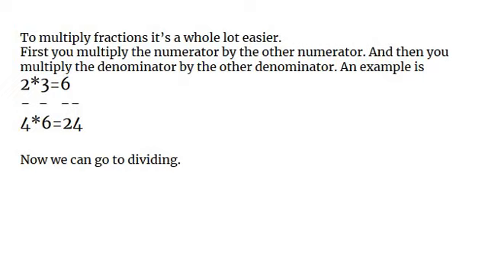Now we can go to dividing. And a way you could simplify this is you could simplify by dividing by 6. So 6 divided by 6 is 1, and 24 divided by 6 is 4. So it'd be 1/4.